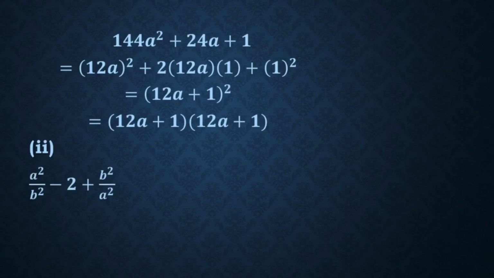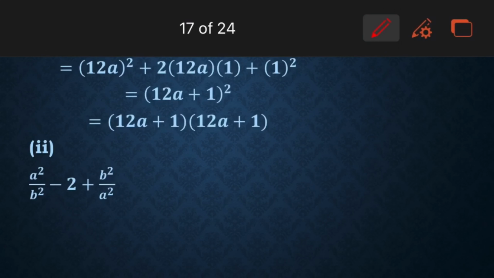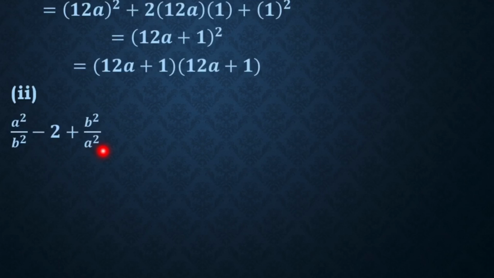Now part number 2 is a square by b square minus 2 plus b square by a square. Again we are given a 3-term question. First of all we will see whether we can take something common. No, we cannot take anything as common from here.